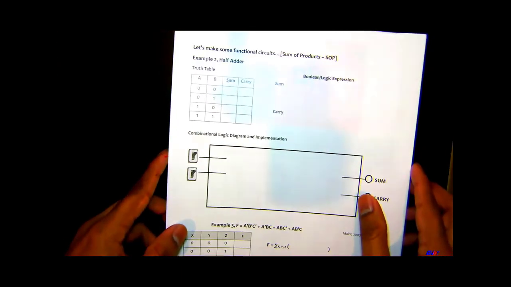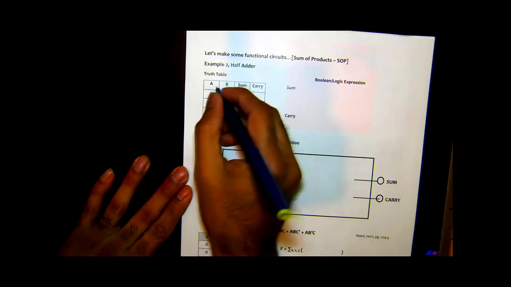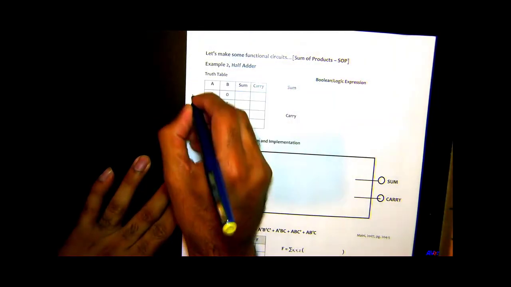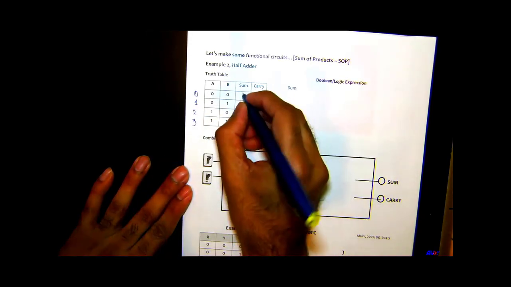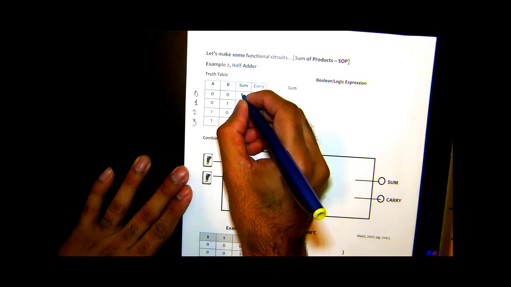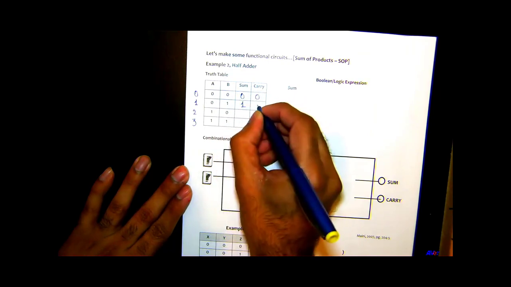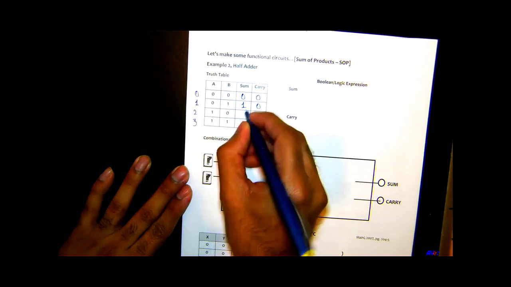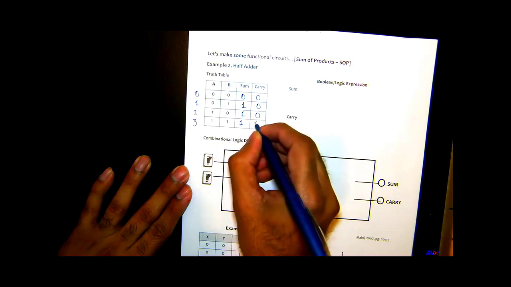Let's make some functional circuits. This is going to be a half adder. Half adder is basically 2 bits and adding them. So again, 2 bits A and B. We have 4 possible combinations, 0, 1, 2, 3. When you add A and B, 0, 0, sum is? Come on, guys. 0, carry is 0. 0, 1, sum is 1, carry is 0. 1, 0, sum is 1, carry is 0. And 1, 1, sum is 0, carry is 1.